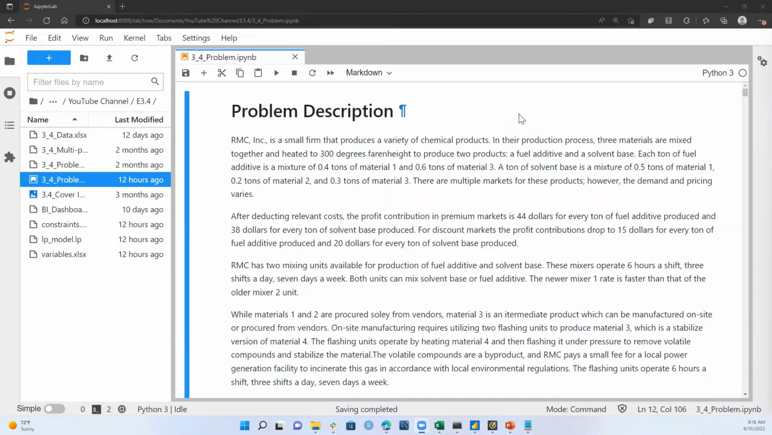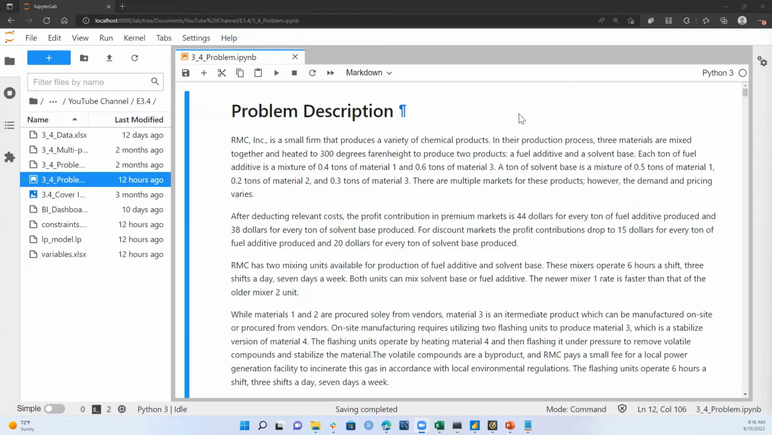RMC Incorporated is a small firm that produces a variety of chemical products. In their production process, 3 materials are mixed together and heated to 300 degrees Fahrenheit to produce 2 products, a fuel additive and a solvent base. Each ton of fuel additive is a mixture of 0.4 tons of material 1 and 0.6 tons of material 3. A ton of solvent base is a mixture of 0.5 tons of material 1, 0.2 tons of material 2, and 0.3 tons of material 3.